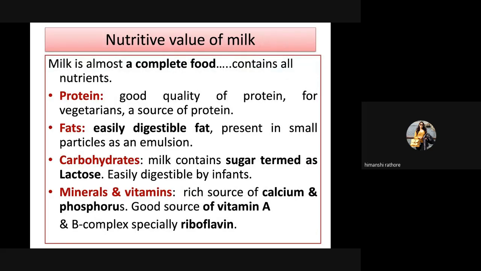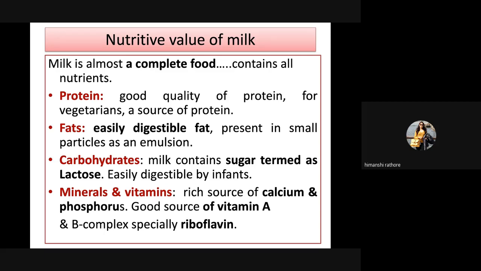Now talking about the nutritive value of milk, milk is almost a complete food, because it gives you all types of nutrients: protein, fats, carbs, minerals, vitamins. So it is a complete food. And this is the reason why infants take only milk for their growth and development, and not other foods like cereals and pulses. So they are totally dependent on milk only.